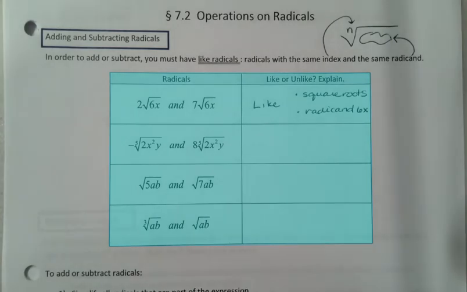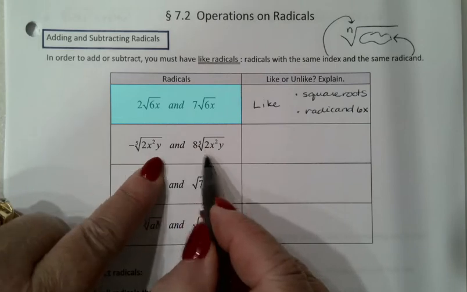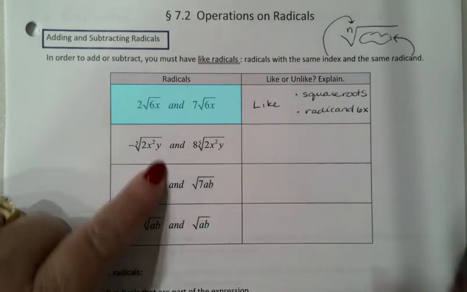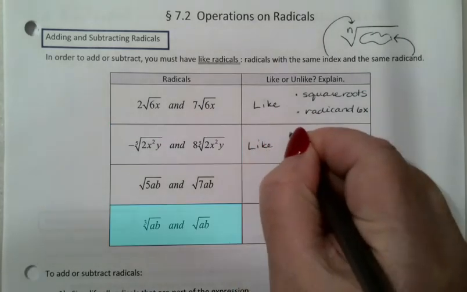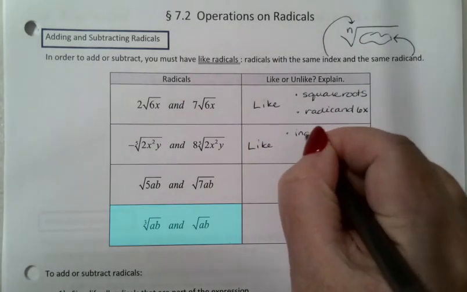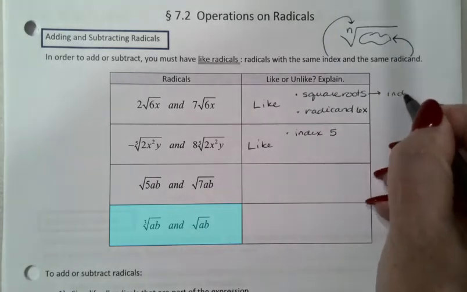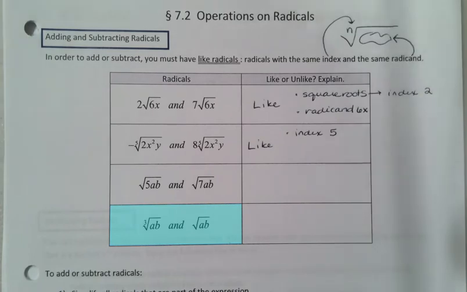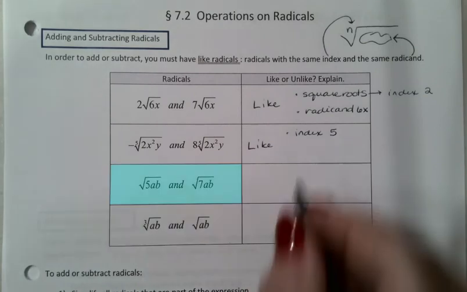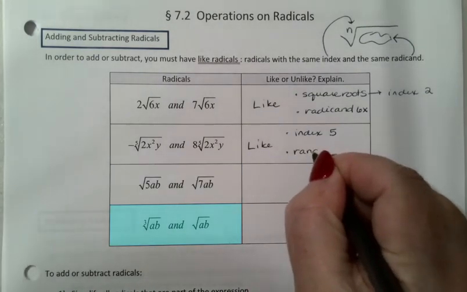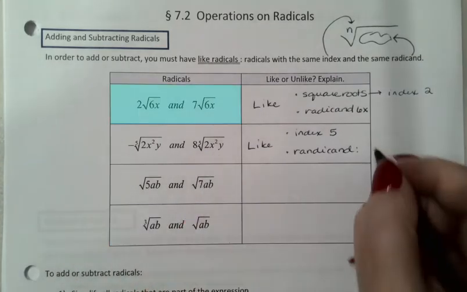All right, what about this next one? Well, they're both fifth roots, so the index is the same. And what's underneath, the 2x squared y, is also the same. So these again are like radicals. The same index, which is 5. Technically, the square roots, by the way, have the index of 2. We just don't usually bother writing the 2 with the square root, right? So here the index is the same, it's 5. And they both have the same radicand, 2x squared y.